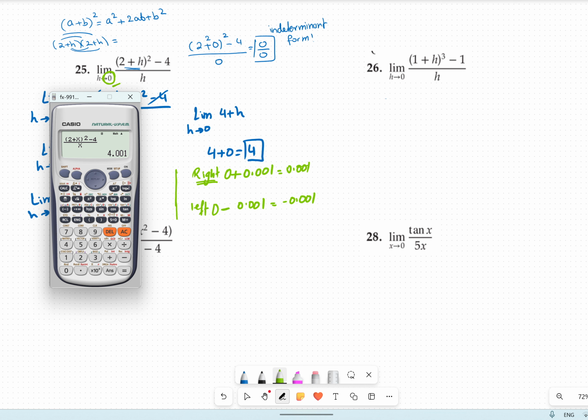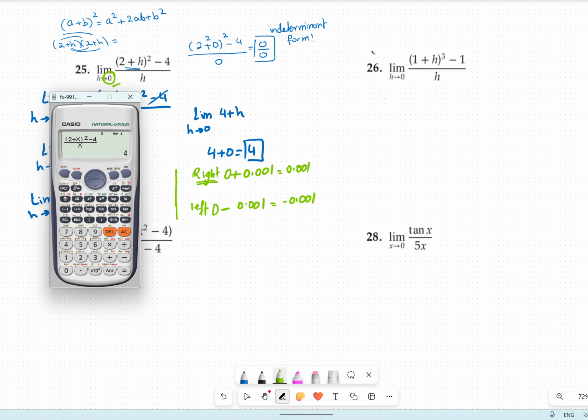Now if you want a more accurate answer, what you can do is add more zeros before the 1. So I can say 0.00001 and then again I click equal. I see the answer is getting closer and closer to 4. Again, if I want it more accurate, I will add much more zeros and I click equal. So now the answer is exactly 4. So from the right we got 4.